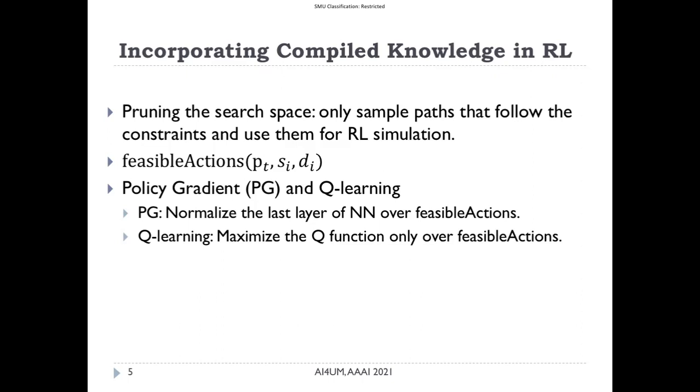When we have this abstraction of feasible action set, we can do very simple modifications to deep RL algorithms to integrate this domain knowledge with them. For example, in policy gradient based algorithms, instead of softmax over all the actions, we just normalize over the feasible actions. In Q-learning, we maximize the Q function only over the feasible actions rather than all the actions. This makes multi-agent RL algorithms more sample efficient and also improves their solution quality while explicitly combining domain knowledge.